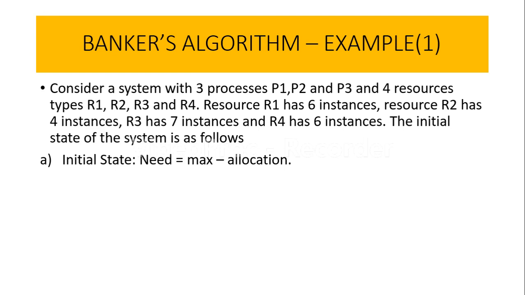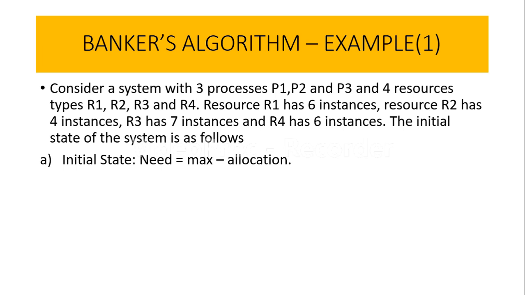Here I am considering a system with three processes P1, P2 and P3, and four resources R1, R2, R3 and R4, and in these four resources we have multiple instances also. Resource R1 has 6 instances, resource R2 has 4 instances, R3 has 7 instances and R4 has 6 instances.